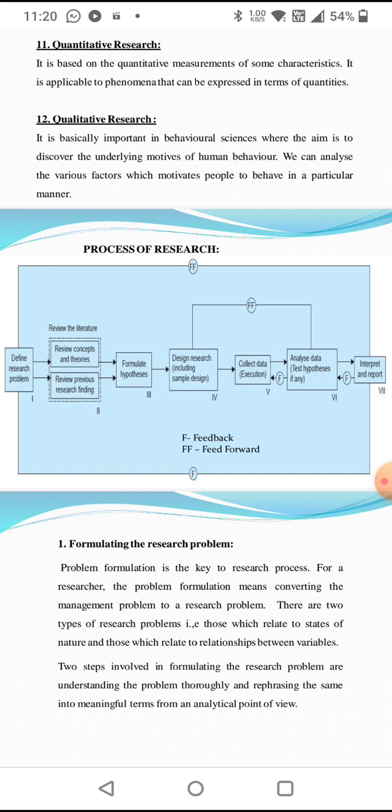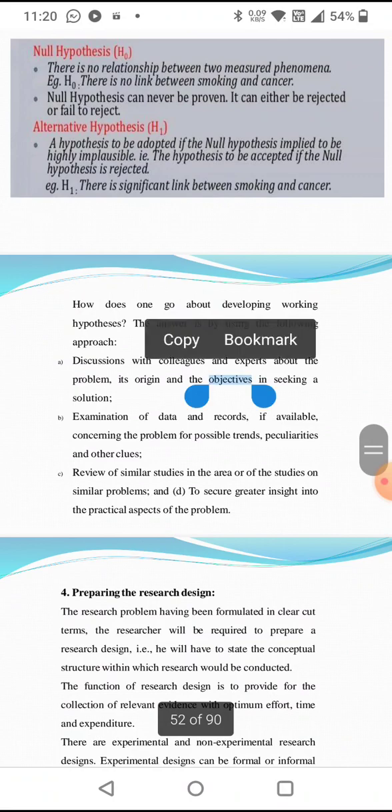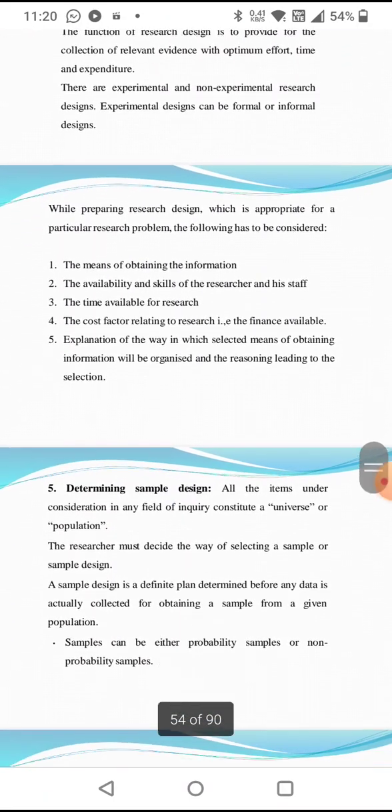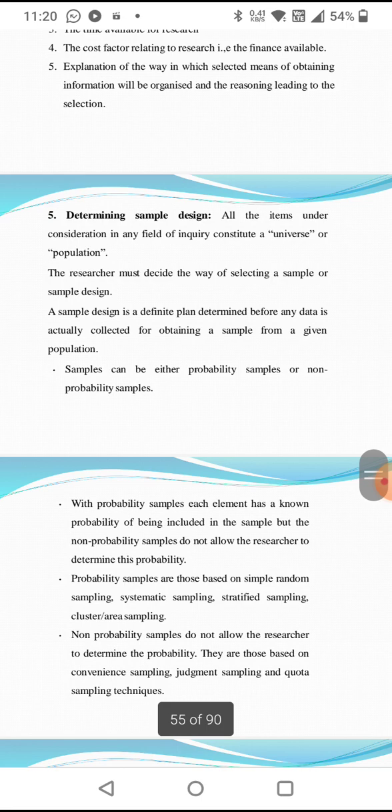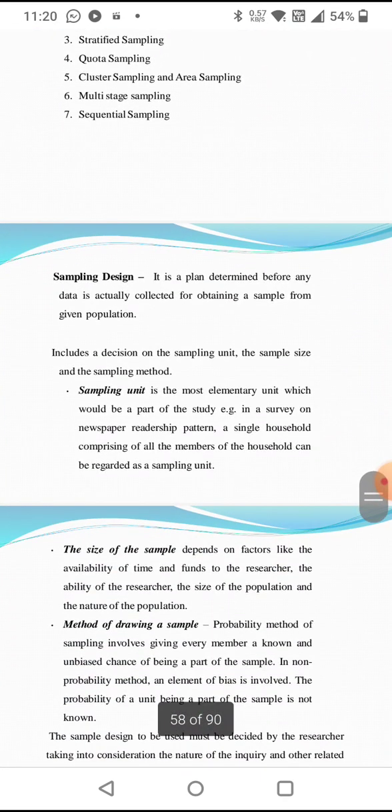Sampling unit is the most elementary unit which would be a part of the study. In a survey on newspaper readership pattern, a single household comprising all the members of the household can be taken as a sampling unit. And the size of the sample depends on factors like the availability of time and funds to the researcher, the availability and ability of the researcher, as well as the size of the population and nature of the population basically, right?